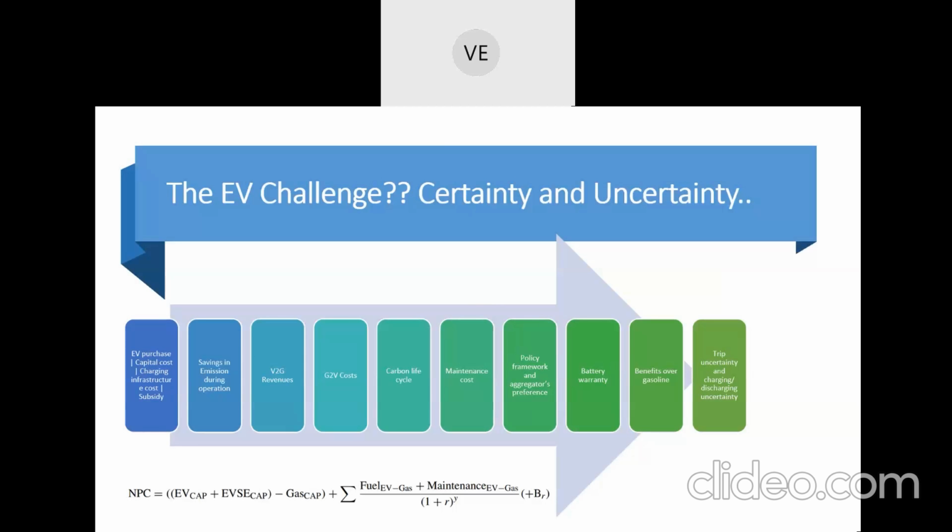Because the battery life is less. It will be reduced when you go for V2G activities, and you will need to replace the battery. So that cost should be considered in the net present cost. It should be accounted in the net present cost. Then benefits over gasoline. We have to compare everything with the gasoline based vehicle, and we'll see the net present cost. Trip uncertainty and charging and discharging uncertainty, which we have already discussed.